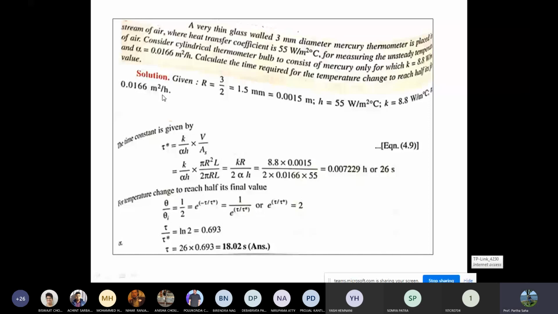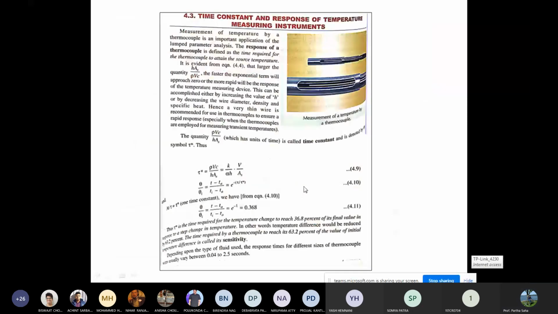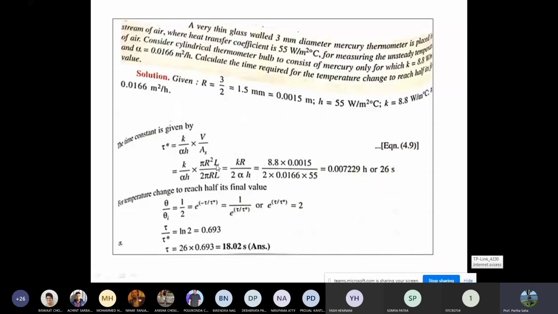The thermal time constant is given by K by alpha H times V by S. I have already shown this formula, right? K by alpha H times V by S, the time constant. Here V by S is actually pi r squared by 2 pi r. So you can write K R by 2 alpha H, and then you put in all these values. Now alpha was in hours, so this will be in hours, or you can convert into seconds, which gives 26 seconds.